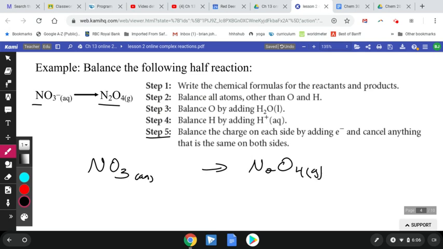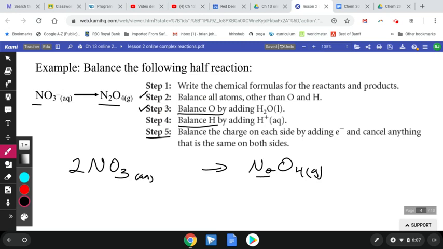Step 2, balance all atoms other than oxygen and hydrogen. In this case, that refers to the nitrogens. So I have 2 nitrogens, 2 nitrogens. It's like I'm balancing a chemical equation. Okay, so nitrogens are balanced. Now I can look at my oxygens, balancing those, and then hydrogens. So we're done steps 1 and 2.